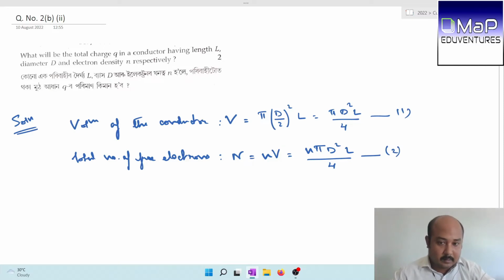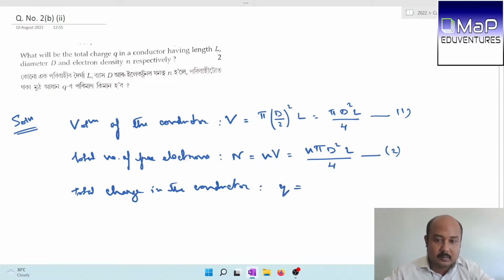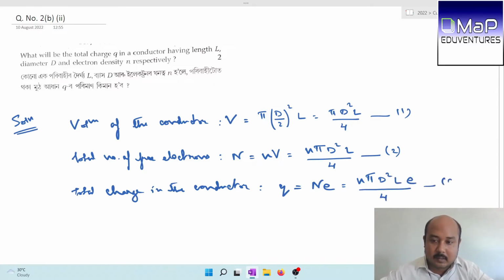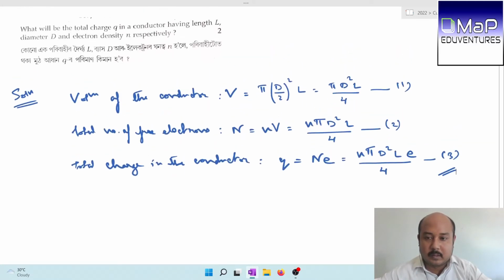So if there are that many electrons, and the charge carried by one electron is E, what will be the total charge? Total charge in the conductor is Q. So Q is equal to total number of electrons multiplied by the charge of each electron. So this is equal to N pi D square L E by 4. This is our answer. Okay, so this is question number 2b.